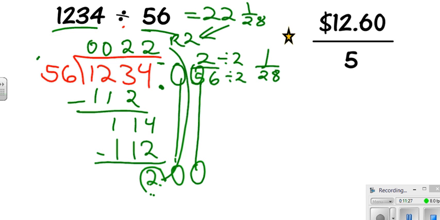Go ahead and solve $12.60 divided by 5. Remembering how to divide with the decimal, of course, putting the decimal that is inside the box, the dividend, the decimal goes straight up in this case.